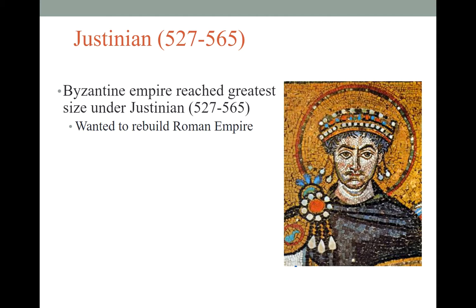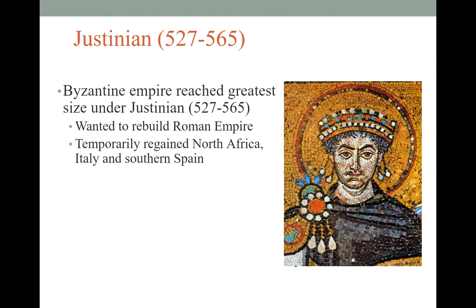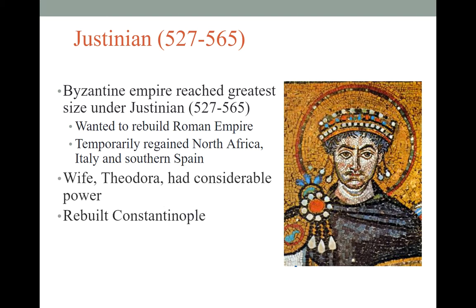And at one point, when Justinian is in a battle fighting to reclaim lost territory, things aren't going well and he wants to retreat. And essentially, Theodora looks at him and tells him, "Yeah, no. Get out there, keep fighting, or I'm leaving you." And Justinian keeps fighting. I'm sure she used some very choice words with this. He keeps fighting, and they actually win the battle. He temporarily regained North Africa, Italy, and southern Spain. After this, his wife Theodora had considerable power.